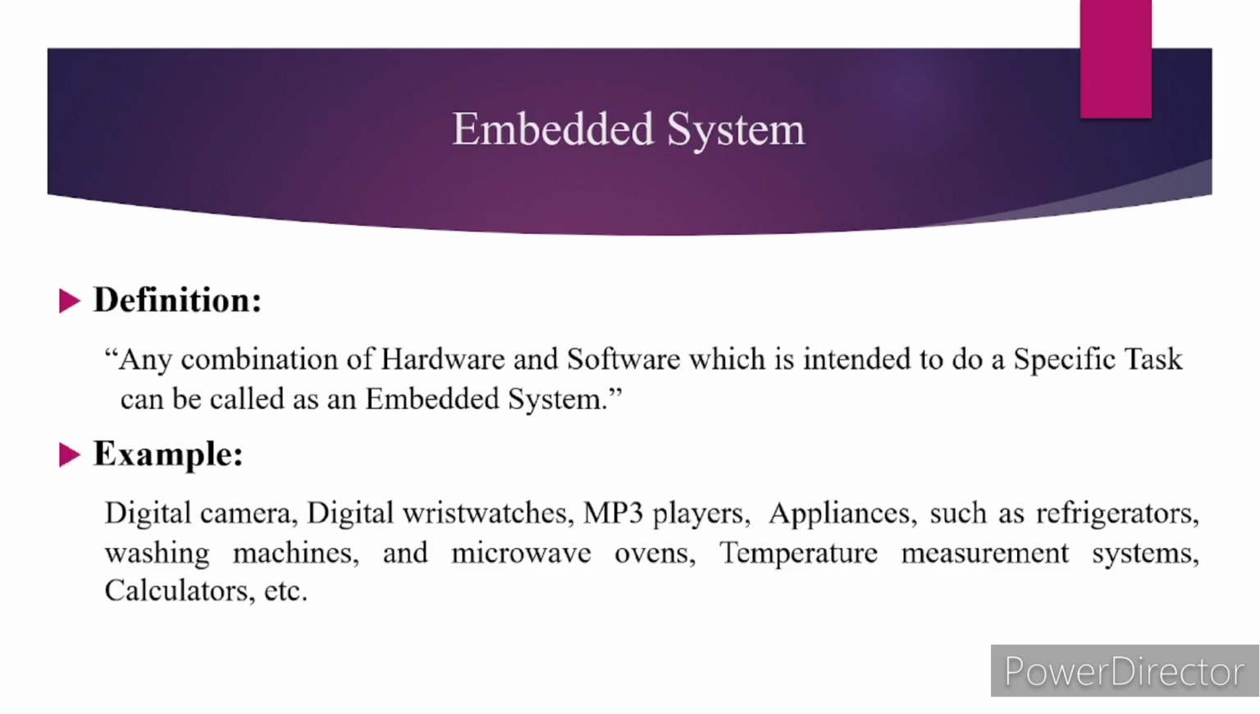Next, we will see embedded system. Embedded system is the combination of hardware and software. So, the definition is any combination of hardware and software which is intended to do a specific task can be called an embedded system. Few examples of embedded system are digital camera, digital wristwatches, MP3 players, appliances such as refrigerator, washing machine, and microwaves, temperature measurement system, calculators, etc.